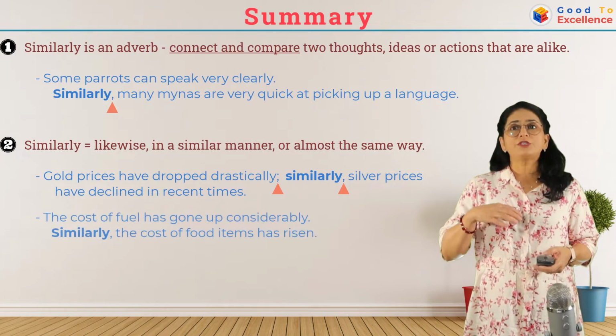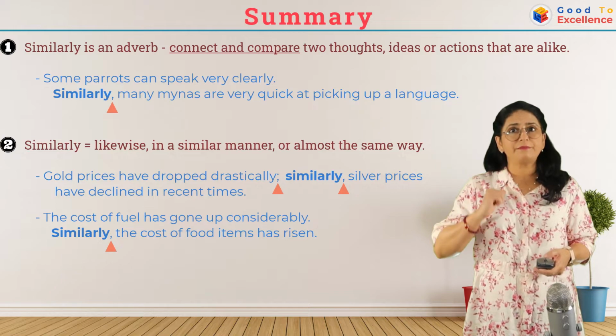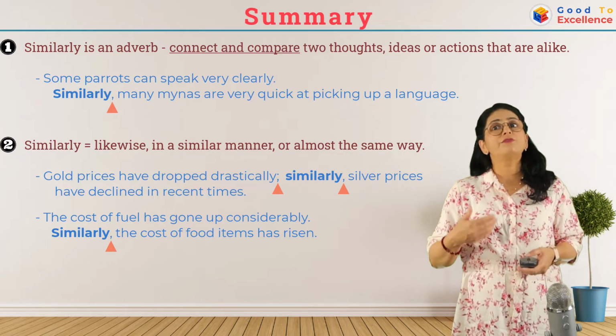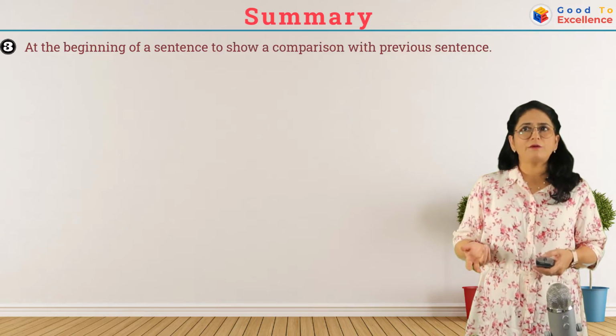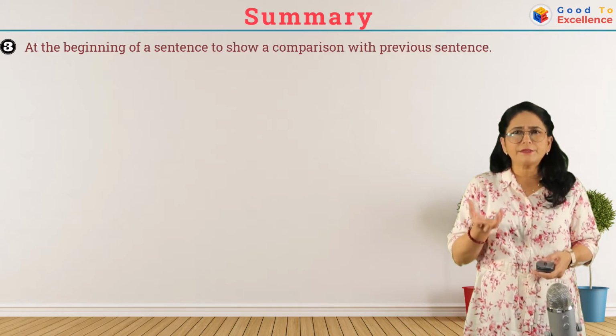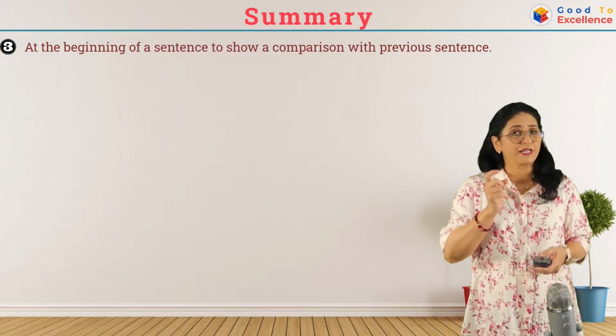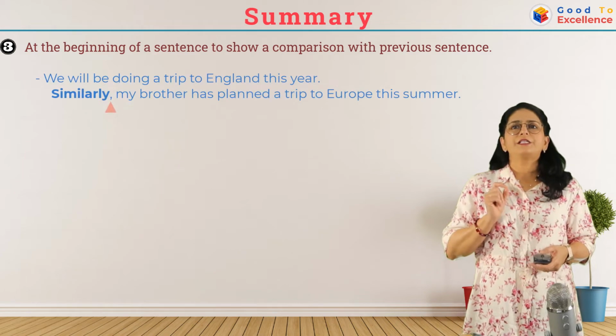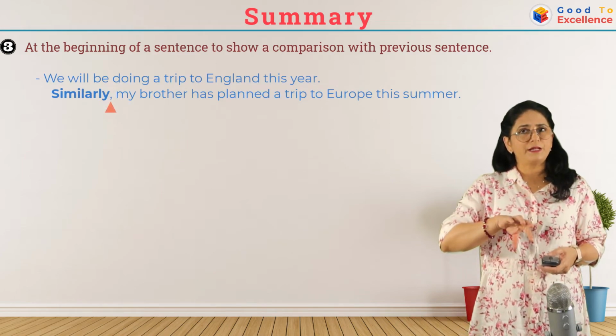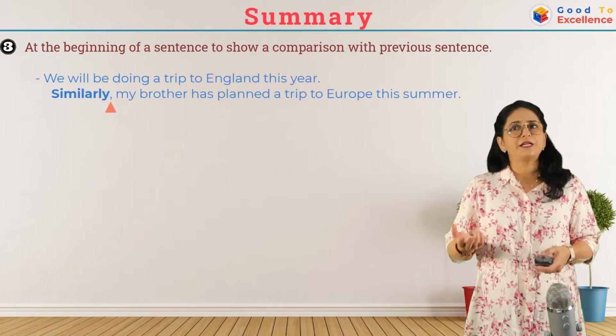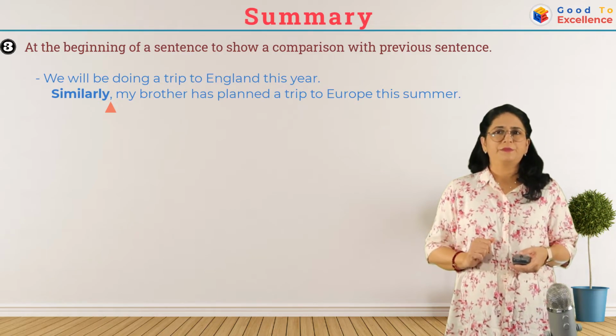Or the cost of fuel has gone up considerably. Similarly, the cost of food items has risen. Similarly appears at the beginning of a sentence to show a comparison with something in the previous sentence. We place a comma after it. We will be doing a trip to England this year. Similarly, my brother has planned a trip to Europe this summer.